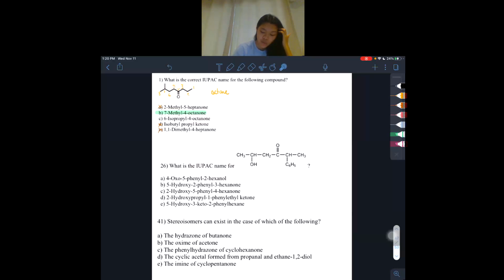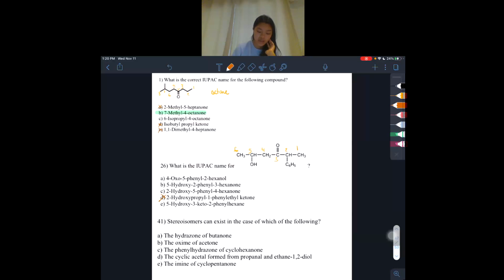So we do know that we are going to want our longest base chain, so let's go ahead and count that out. 1, 2, 3, 4, 5, 6. So we know this thing is going to be a hexane. So anything that does not say hexane in the name, you can cross out. That is basically just D.